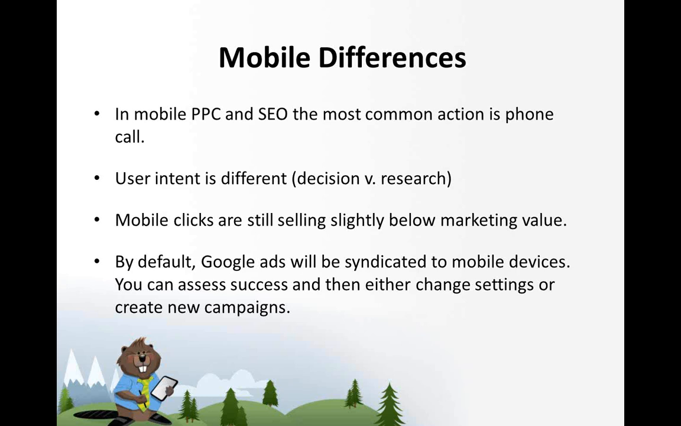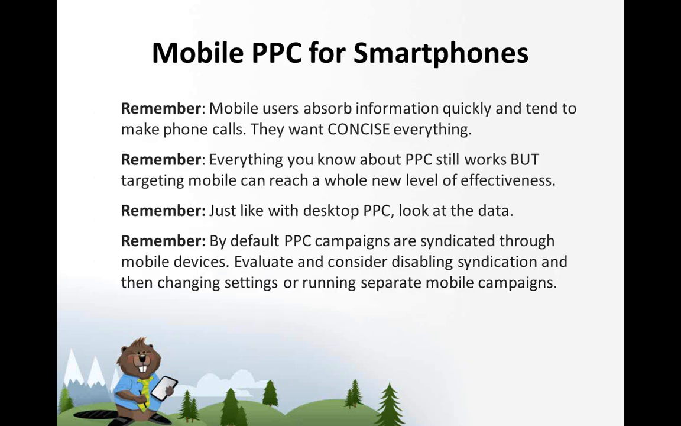Mobile clicks are still selling slightly below market value. And then you can assess success of your campaigns within Google AdWords, but also using other tools. There's actually tools that will help you track how often your map lookup features are used, things like that, and then also, of course, call tracking. And then mobile PPC for smartphones. Remember, mobile users will absorb information very quickly, and they tend to make phone calls. They want very concise copy, calls to action, everything, headlines.